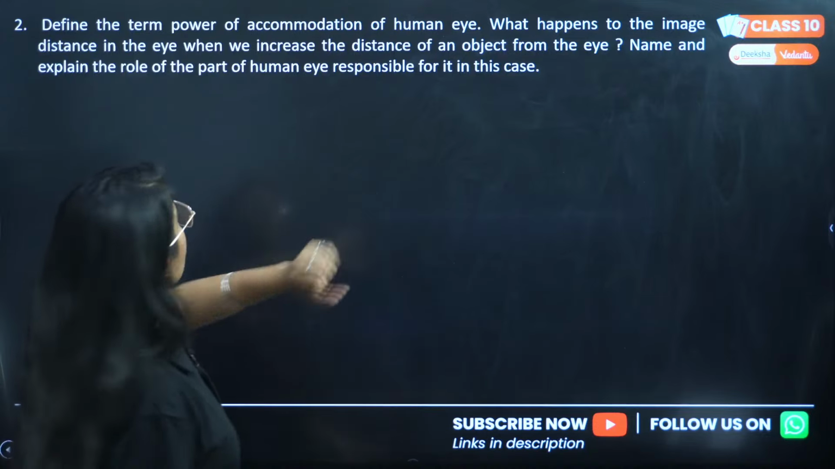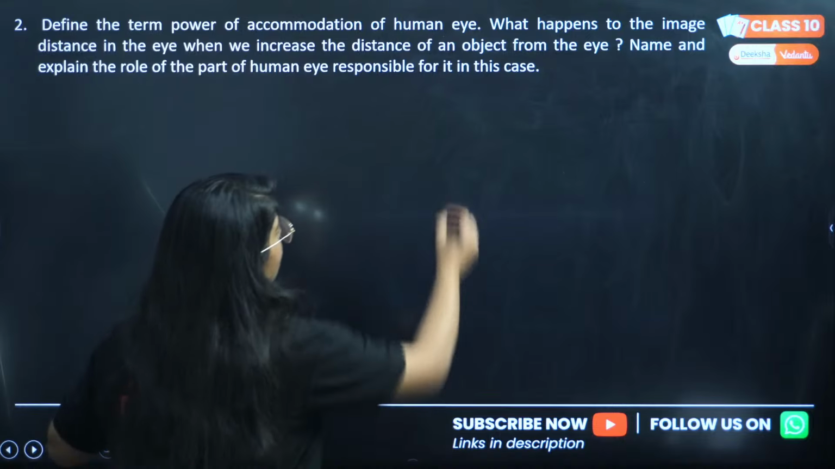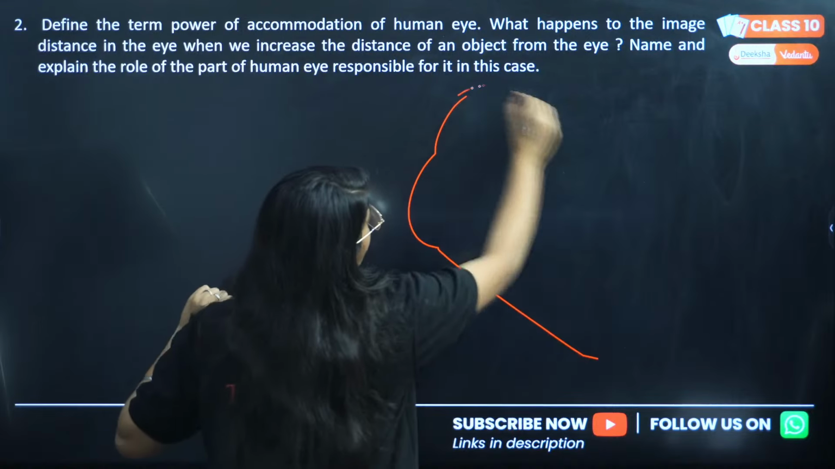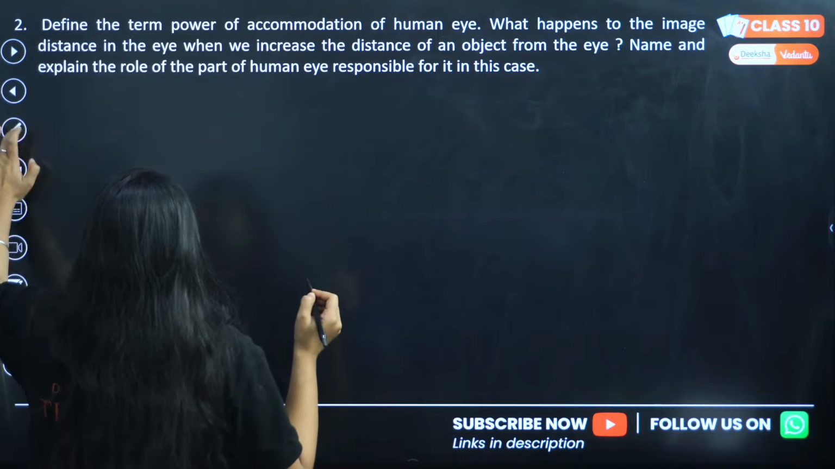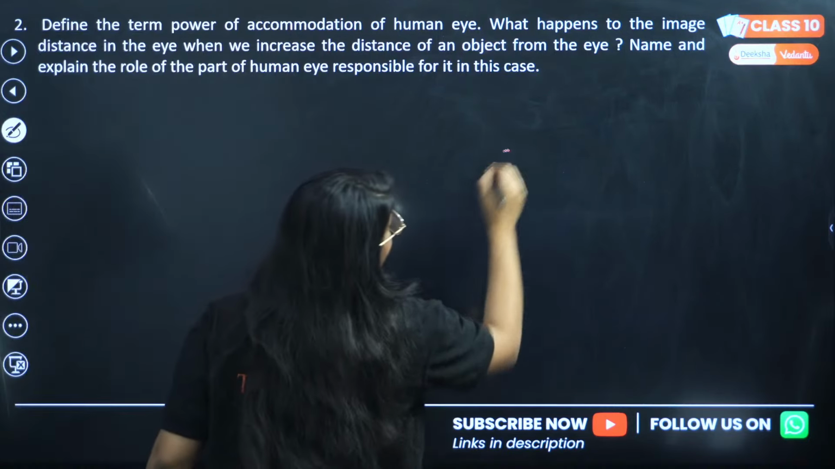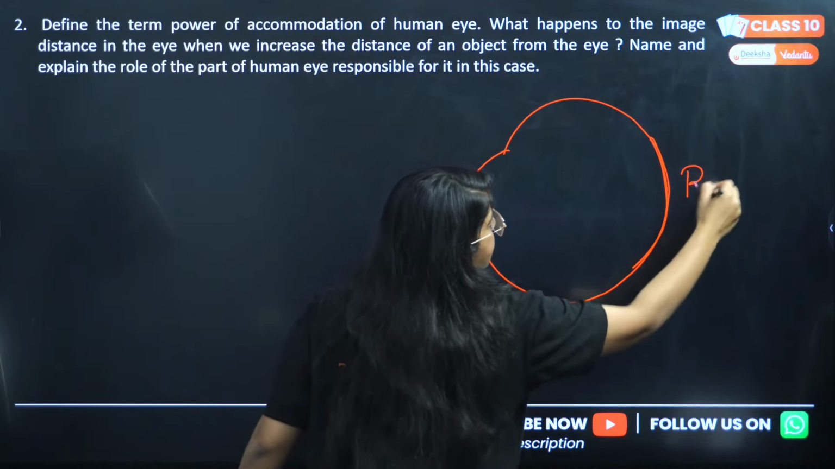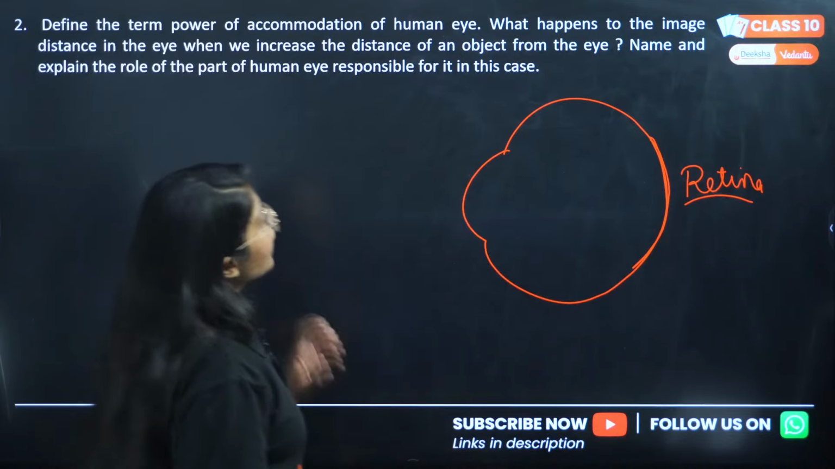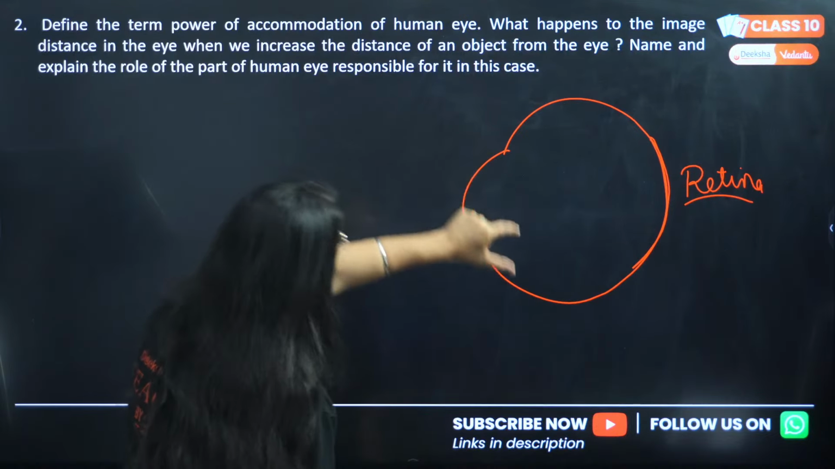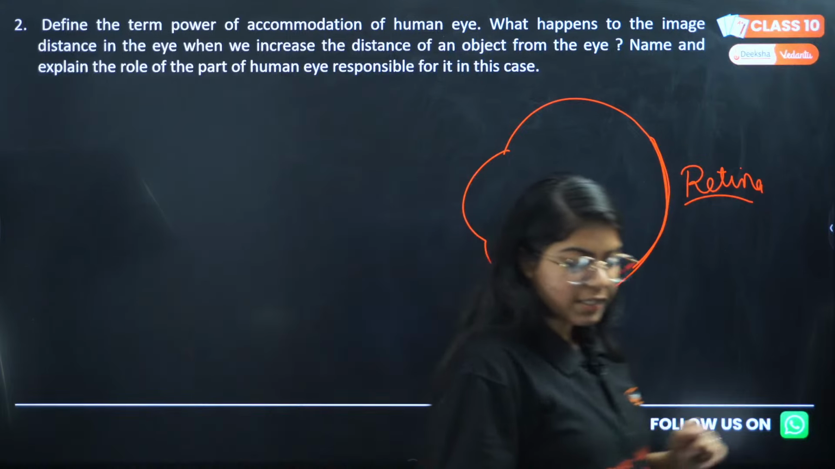Okay, what happens to the image distance in the eye when we increase the distance of the object? This is the eye, and this is my retina. This is where the image is formed. Now they are asking what happens to the image distance in the eye when we increase the distance of the object. Does it change?